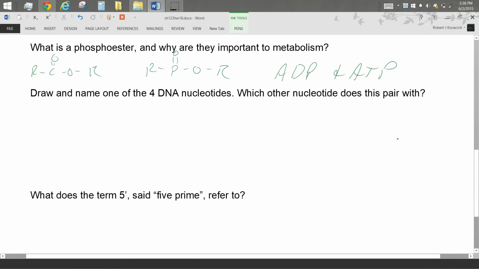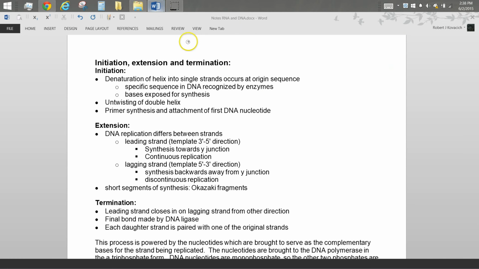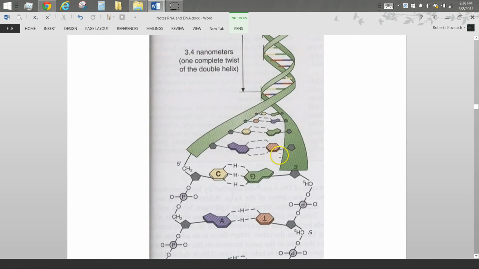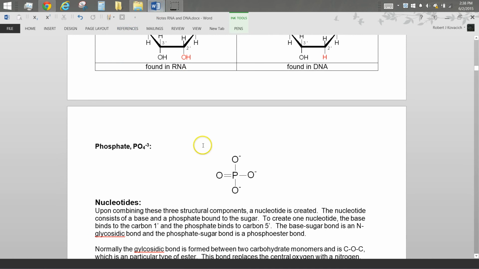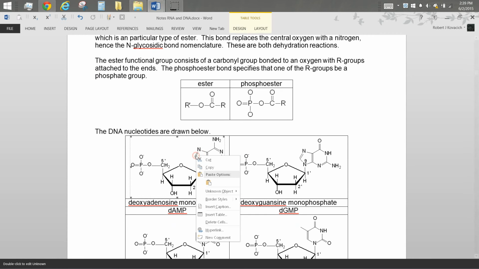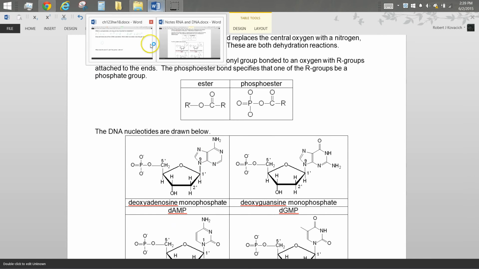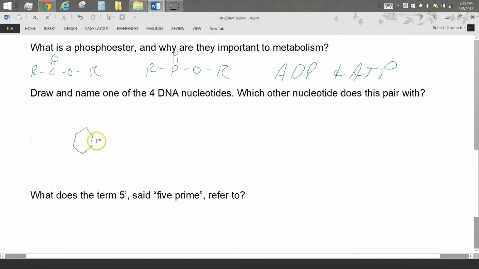Draw and name one of the 4 DNA nucleotides. Which other nucleotide does it pair with? All right, so I'm just gonna do this. What I asked, nucleotide?